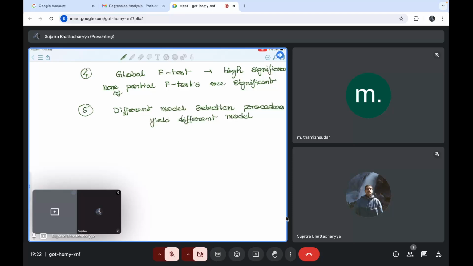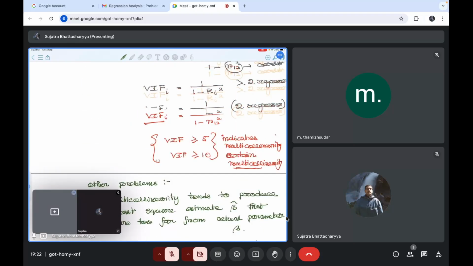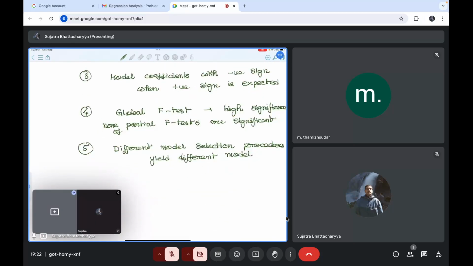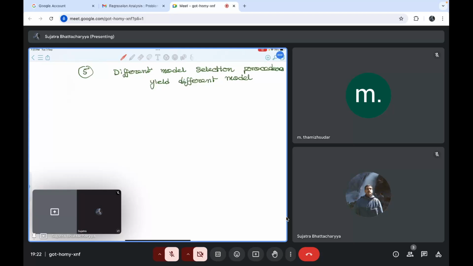Now, one of the detection criteria I have already told you, which is the VIF. There are two other detection criteria which I will show now, and once we finish this, we will come to the questions. Okay, so the second detection of multicollinearity, a very simple detection technique, is the examination of the correlation matrix.